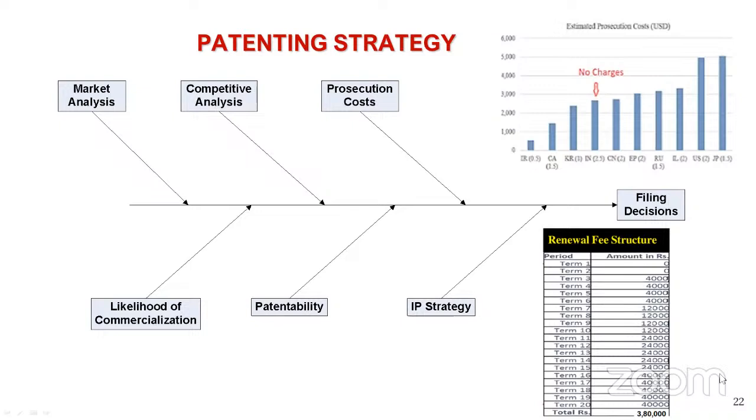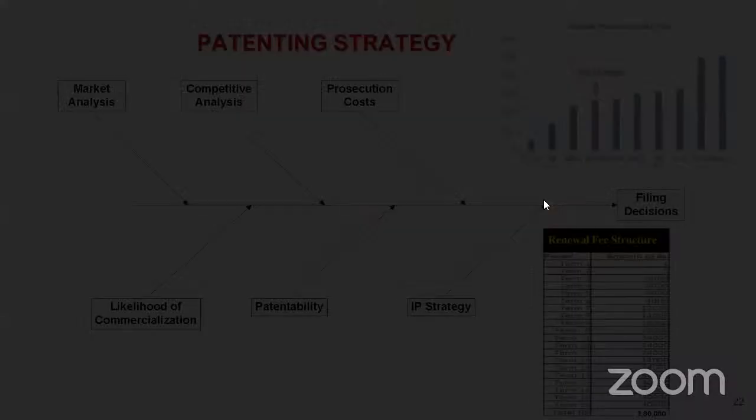If your technology has no future market, you stop paying the renewal fees after 10 years, because after 10 years your renewal fees sharply increase to 22,000 for the next 5 years, and after 16 years your fees per year are 40,000 rupees. So you save the money in case your technology has no future. So when you file your patent application, you have to think about the prosecution cost as well as the renewal fees.